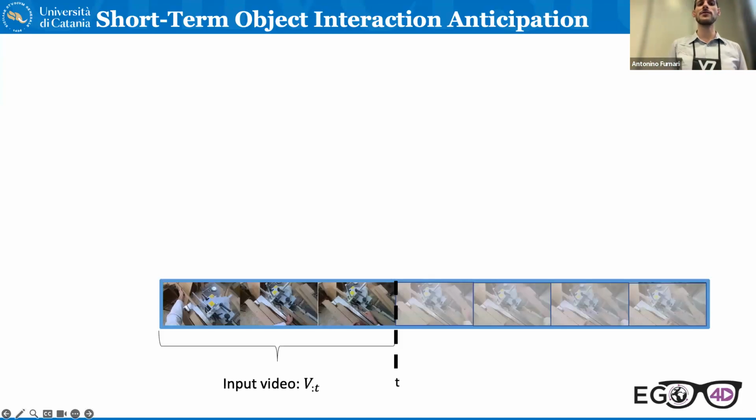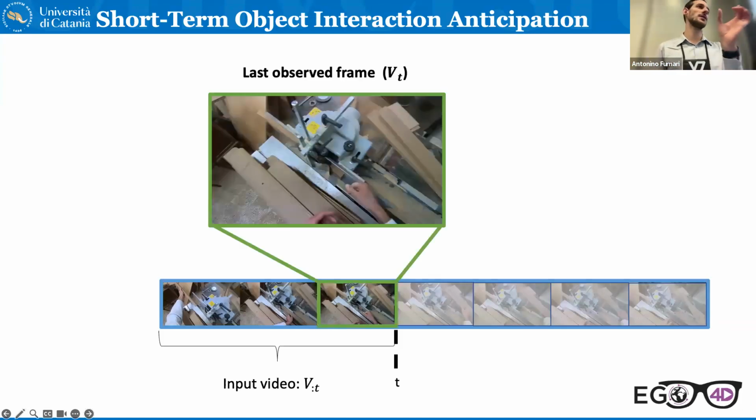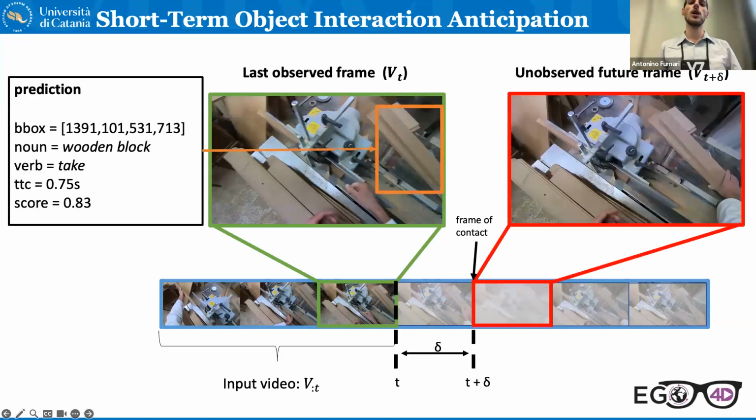So this is the idea. You have a video, you take the last frame of the input video. This is a high resolution frame, which is the last one of the input video. And you want to anticipate what is the next action, but you also want to localize the object. So the task is to find a bounding box around the next active object, but also attach to this bounding box the next action, for instance a verb such as take, and the time to contact. So in how many seconds you're going to touch, in this case, the object.